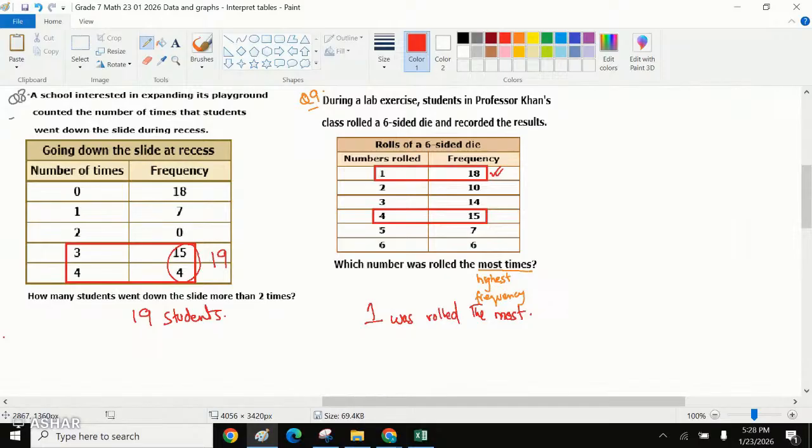So which number was the least? Okay. If we say this was part A, part B, which number was rolled the least?